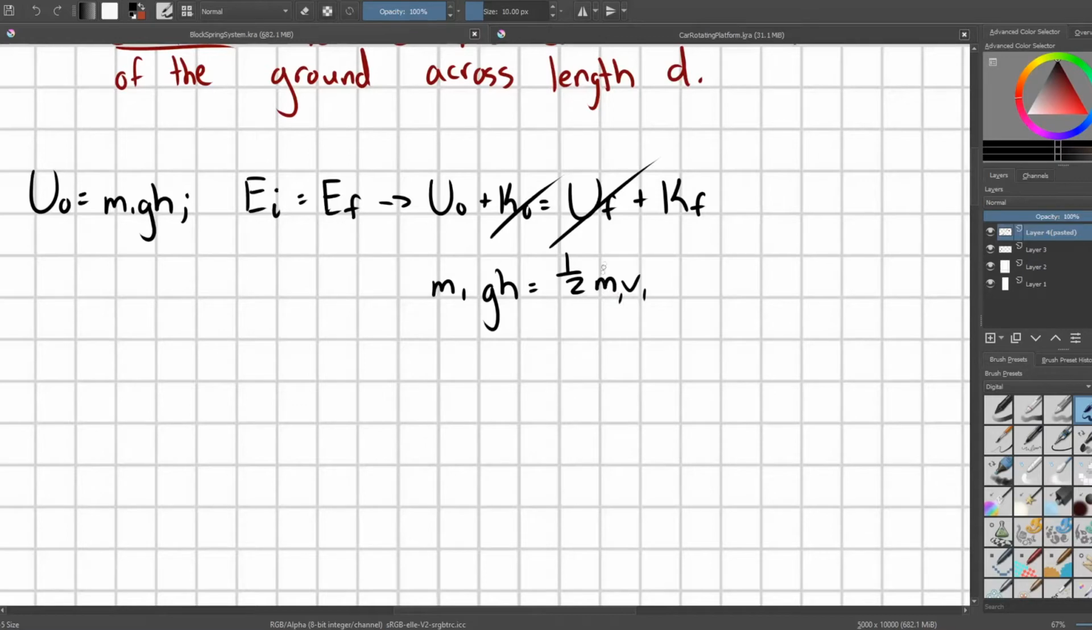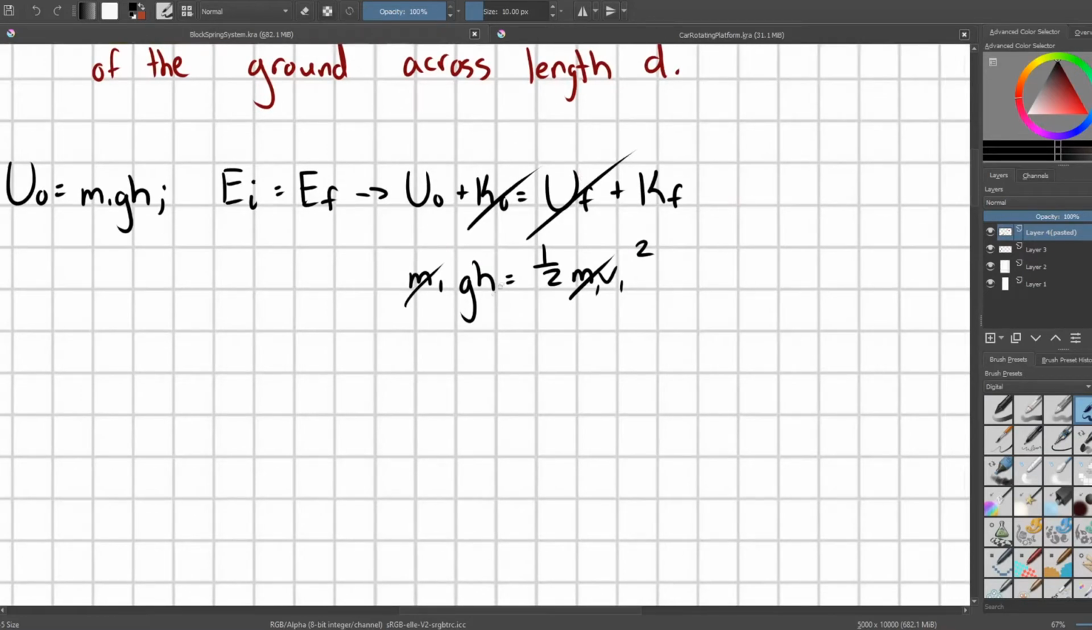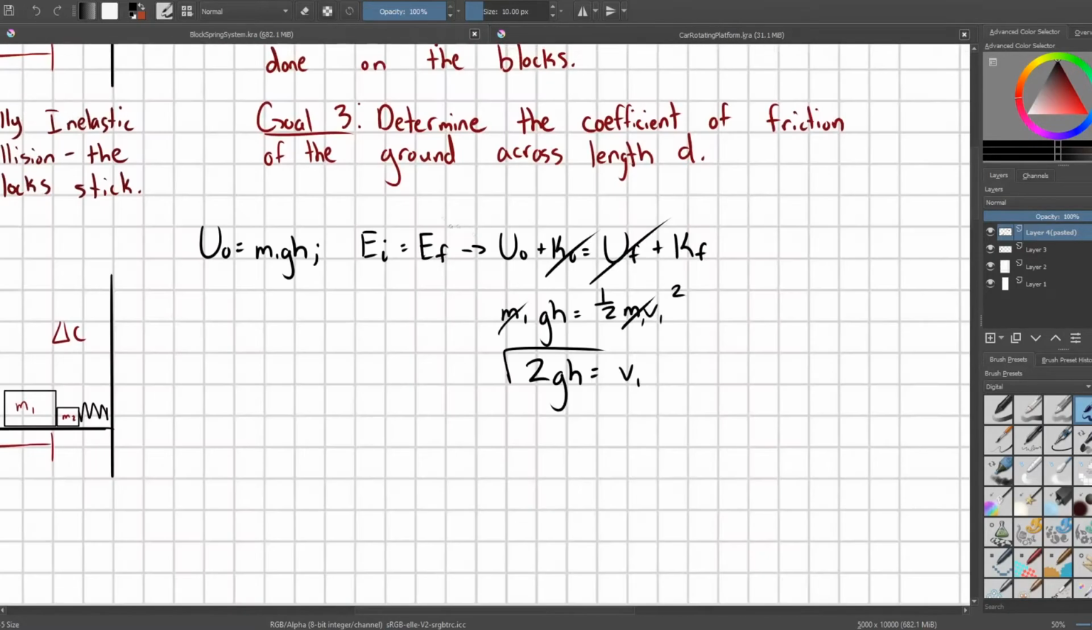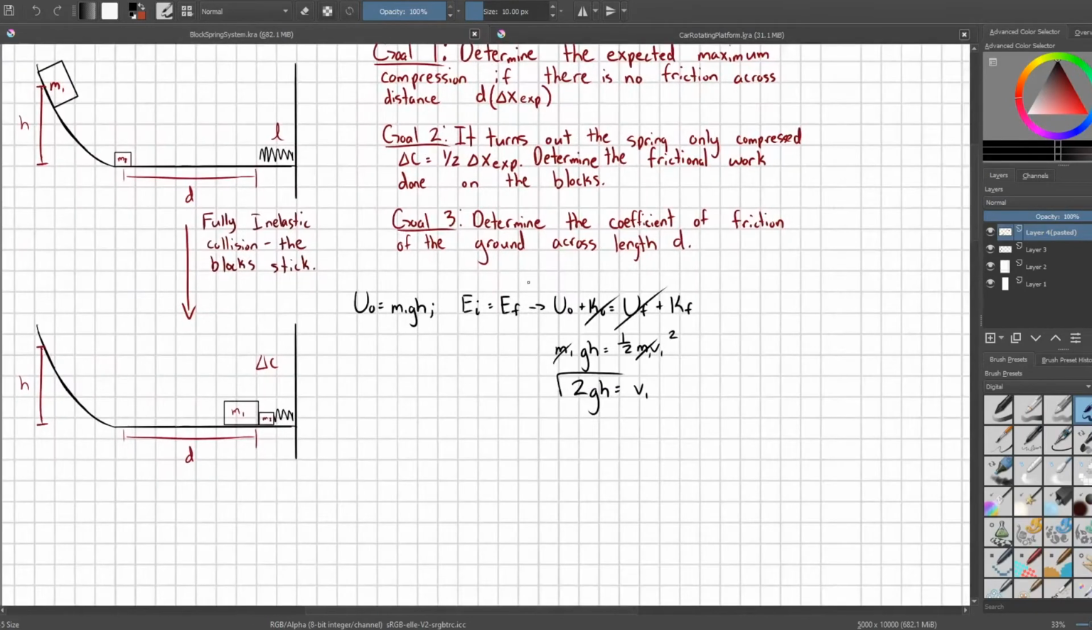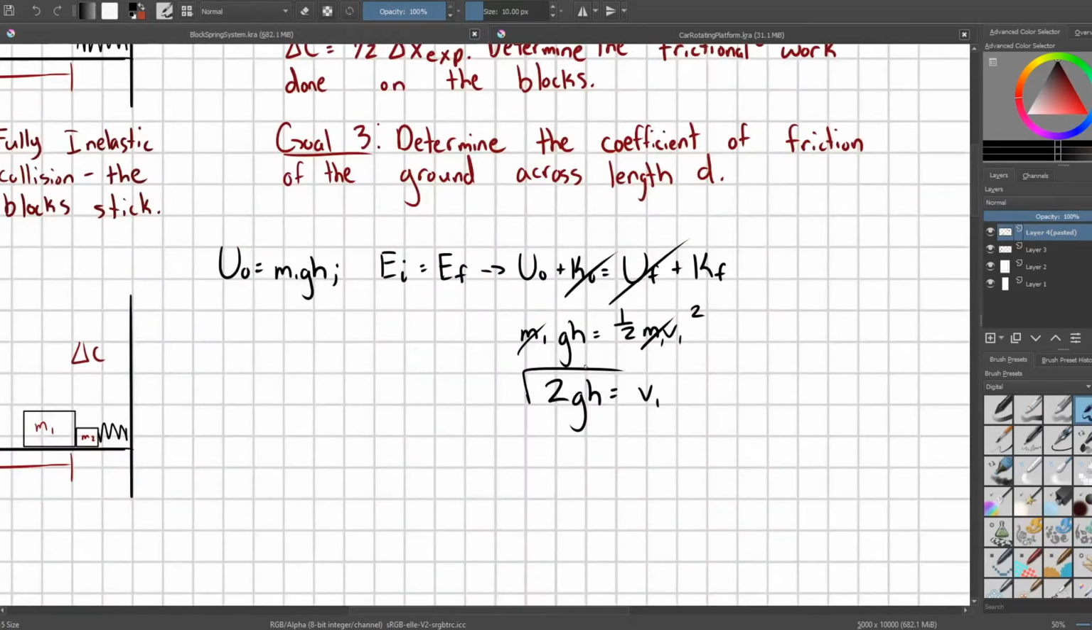So we can cancel out our terms M1, and of course this V1 is squared. Move this 1/2 to the other side, so this becomes 2GH equals V1 squared, but then square root. So the velocity of this block M1 at the base of the hill is square root 2GH.